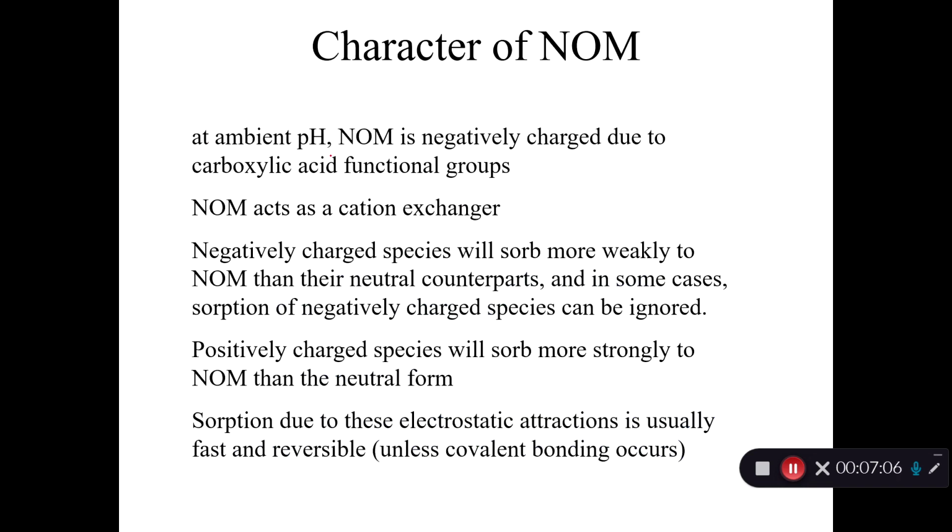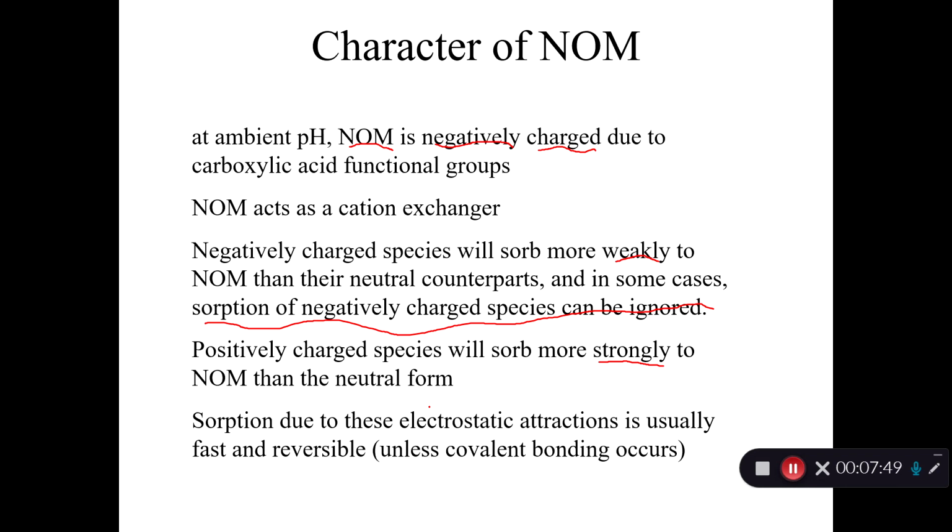And we know that at ambient pH, natural organic matter is negatively charged, right? Because it's got all those carboxylic acid functional groups. And so those are mostly deprotonated, and the thing has an overall net negative charge. And for this reason, natural organic matter acts as a cation exchanger. That's what we talked about in the sorption lecture. So negatively charged species will sorb more weakly to natural organic matter. They're not going to be as attracted to it. And in fact, they're going to be sort of repelled by it. So sorption of negatively charged species can, for the most part, be ignored. Okay? But positively charged species will sorb more strongly to this natural organic matter than the negatively charged ones.